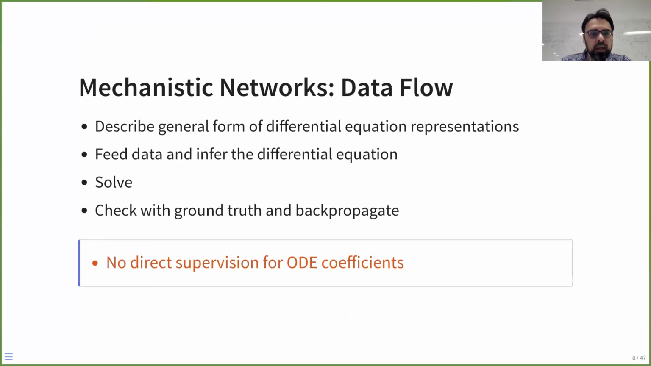So the data flow, once again, is that you describe the general form of the differential equation representation. That is basically how many terms you have, what order of the differential equation you want, and the dimension of the system. Then you feed the data, infer the differential equation using the encoder, you solve the equation, you get a solution, you check with the ground truth and backpropagate. And usually there is no direct supervision for the ODE coefficients. This is unsupervised.